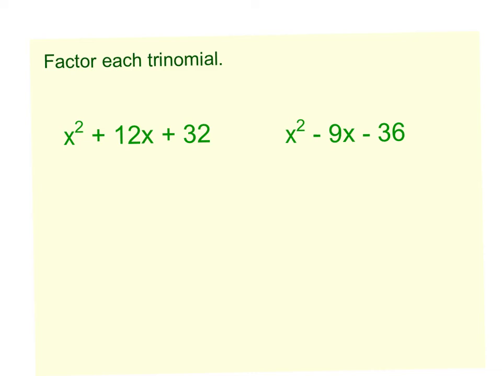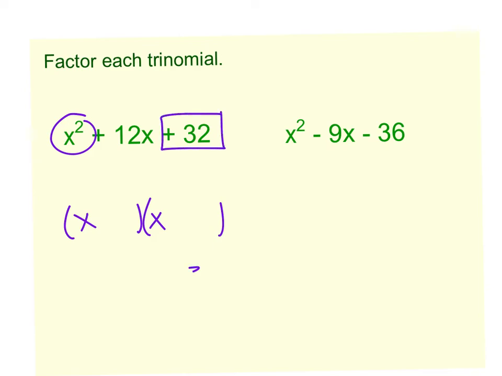Right? Of course. Okay, so factor each trinomial. This is x squared plus bx plus c. When you factor trinomials, we're trying to find what two binomials multiply to give us that. The x times the x is how we're getting the x squared. And then what is going to multiply to give us 32? So we think about our factors of 32. We have 1 and 32, 2 and 16, 4 and 8. And we're trying to find a factor pair that's going to add up to 12.